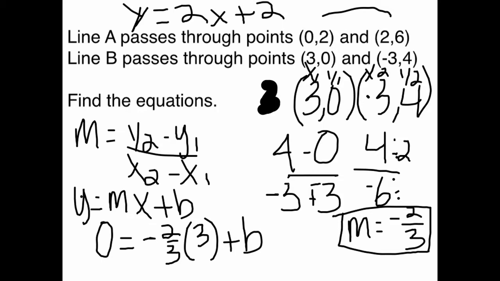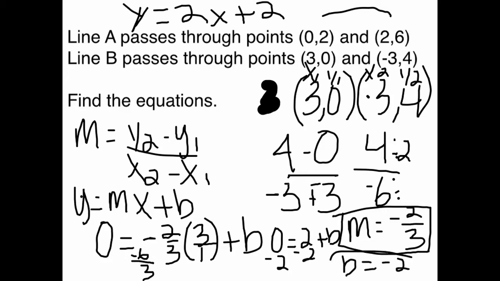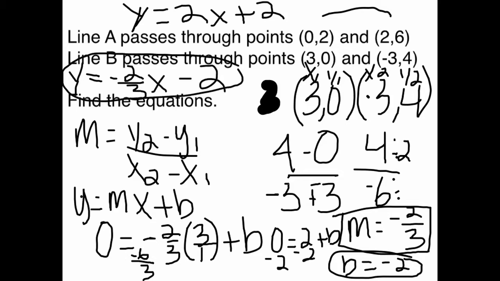Now, if I solve this out, negative 2 times 3, we're going to put that over 1, make it easy. Negative 2 times 3 is negative 6, and 3 times 1 is 3. So I'm going to have negative 6 over 3, which reduces down to negative 2. So now I have 0 equals negative 2 plus b. If I add 2 to both sides, I find that b equals 2. So the equation for line B is y equals negative 2/3 x plus 2.